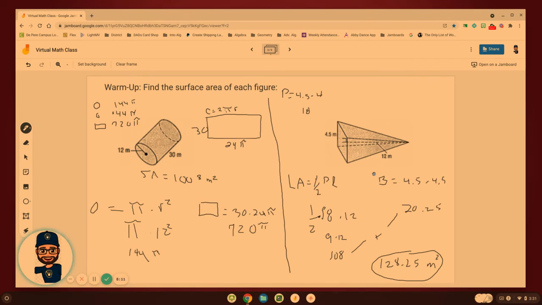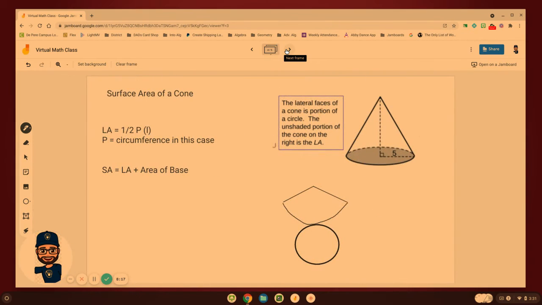All right, so again, we got to know how to find that lateral area for some of our shapes, and that's still going to come into play today. So here's the surface area of a cone. The surface area is still my lateral area plus the area of the base. And this is what it kind of looks like. If I unfolded the cone part, it's going to have this portion of a circle. We call that a sector.